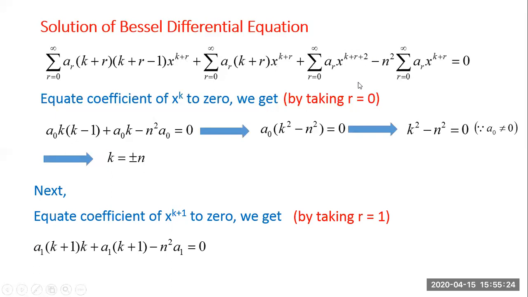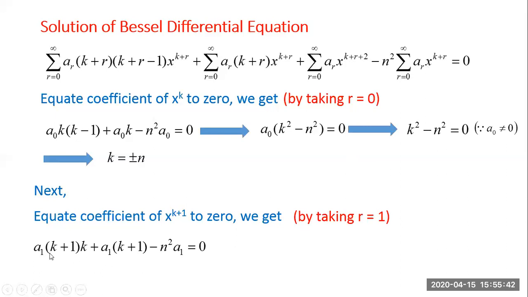Again, in the third term, I don't get x power k plus 1. It starts with k plus 2 when r is 0. So I don't get x power k plus 1 here. Here, if I substitute r equal to 1, I get x power k plus 1. The coefficient is minus n square into a1, equal to 0.